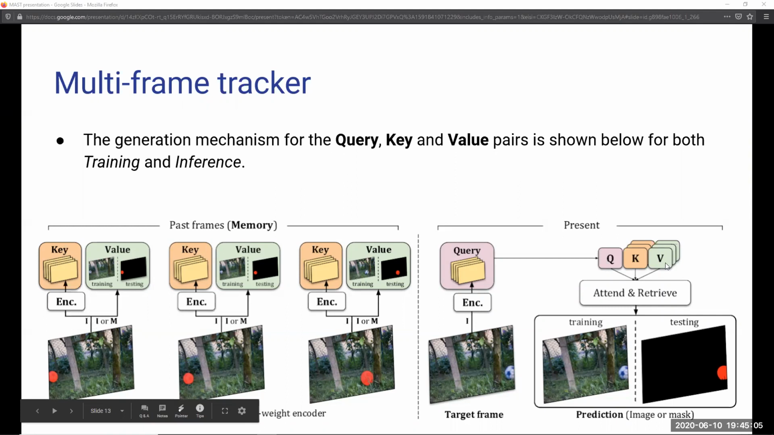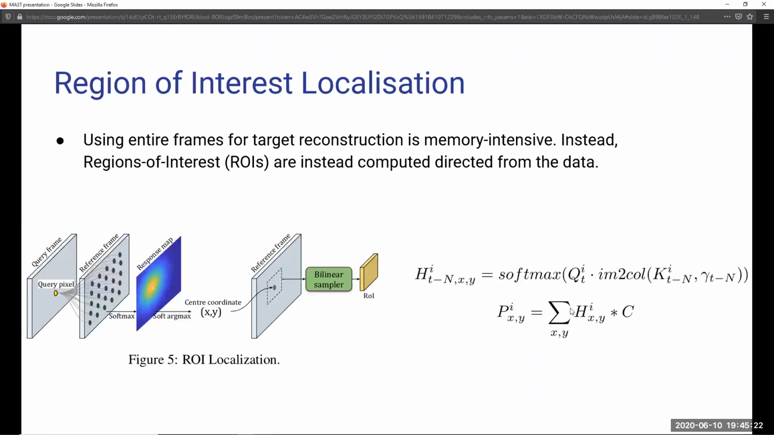More about V here, the value. In training, we have the value as the frame itself, but at the inference or testing level, this becomes our mask. One thing that they also did is extract regions of interest, or ROIs. Because reconstruction of high resolution images is memory intensive, they came up with this solution of having ROIs. We'll go further into the ROIs, but just remember the ROIs are essentially the keys that have been used before.